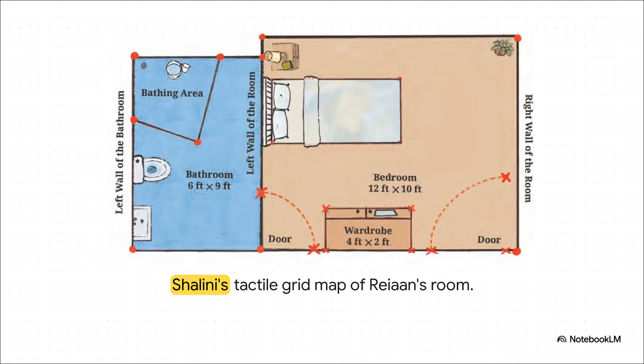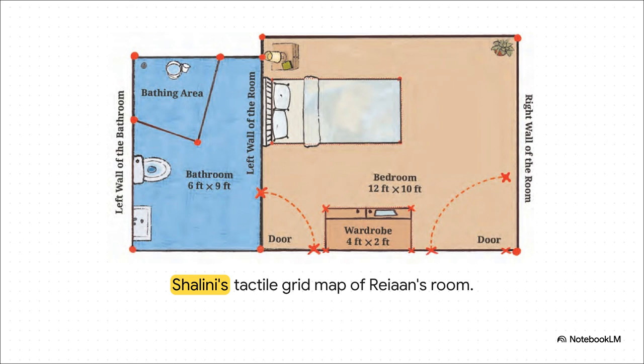So I want you to imagine a student named Ryan. Ryan is visually impaired, and he just moved into a brand new bedroom. Trying to learn a new space without seeing it is tough, right? Well, his sister Shalini did something amazing using the exact coordinate geometry you're studying right now. She actually built him a tactile grid map of his room.